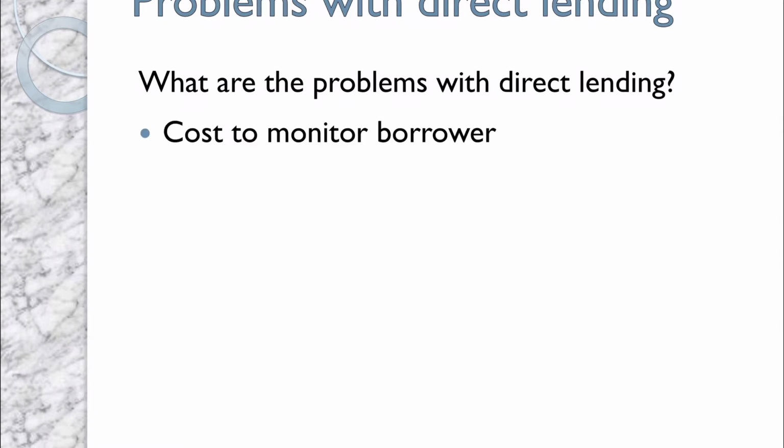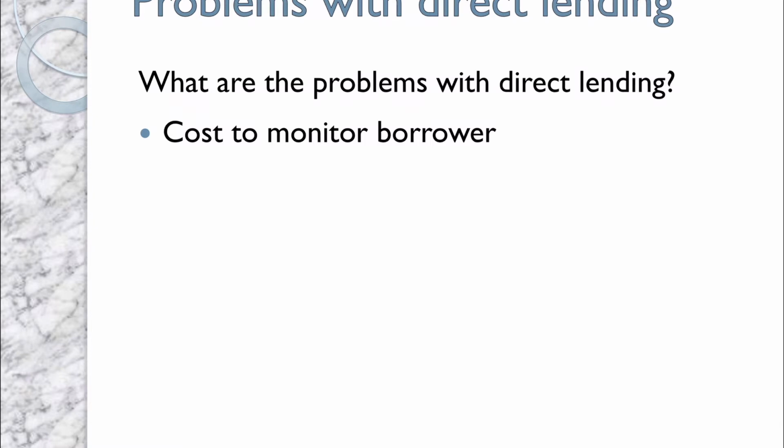Well, first and foremost, the most obvious problem with direct lending would be that the person just takes your money and leaves. They just take your money, they up and leave, or you loan them $10,000 for some investment, and you see that they invest your money poorly.